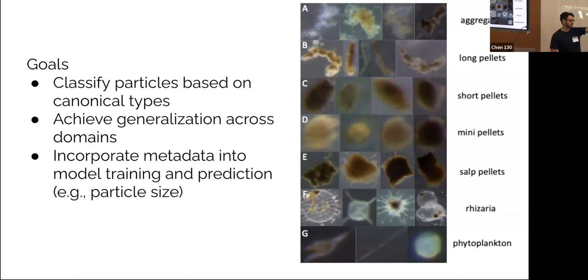We'd also like to incorporate metadata into our model training and prediction, because for instance, mini pellets are produced by really small organisms and can be on the order of tens of microns, whereas salp pellets are really large, thousands of microns, and can contribute greatly to the carbon flux at a given place. But when we pass them through a CNN, we have to resize them, and we don't want to lose that information about the size. So I'd really like to figure out how to incorporate that information.